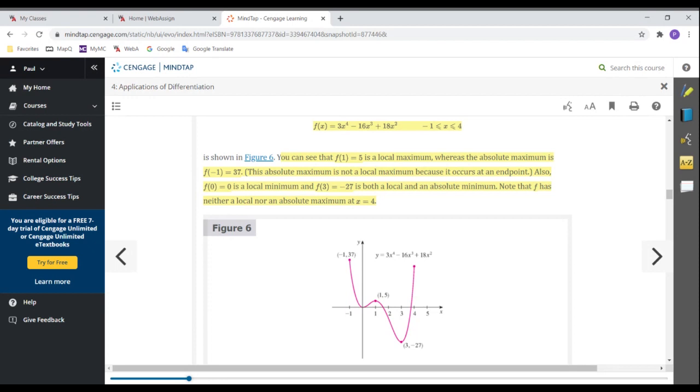You see, the problem here at -1, they're saying that you have an absolute maximum when x equals -1, but you see the. Let me bring up the whiteboard again so you can see this.